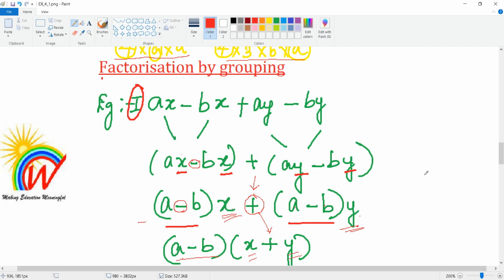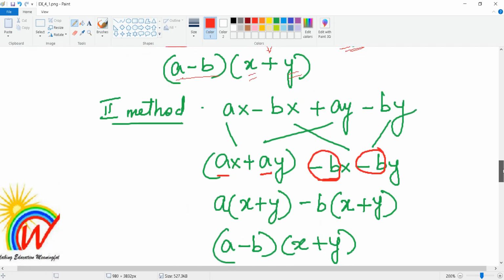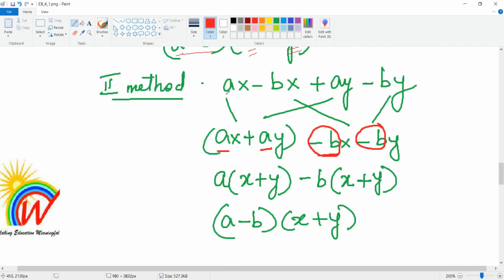So if I group the a's and b's together, I am taking the a's. Here ax and ay both have a, so I take those two together, and then I have minus bx and minus by. So be careful of the minus sign. I'll have to write it with the minus sign. Okay, so I've written it down. Now here a is common, so take out the a. So you are left with x from here and y from here.